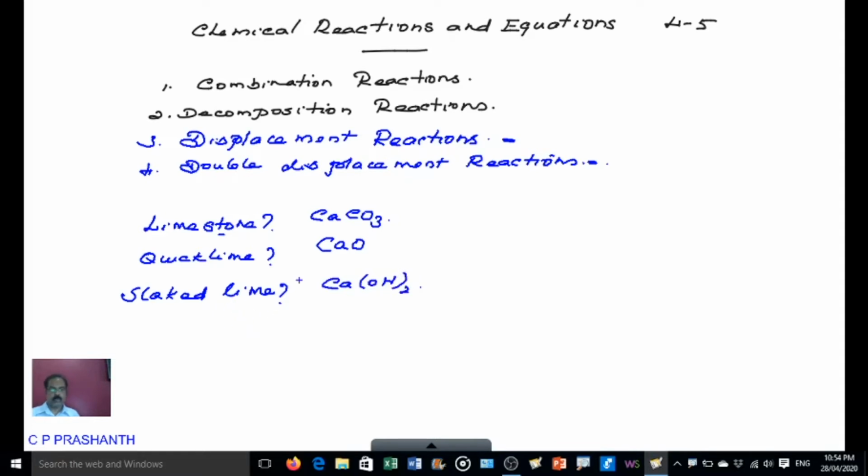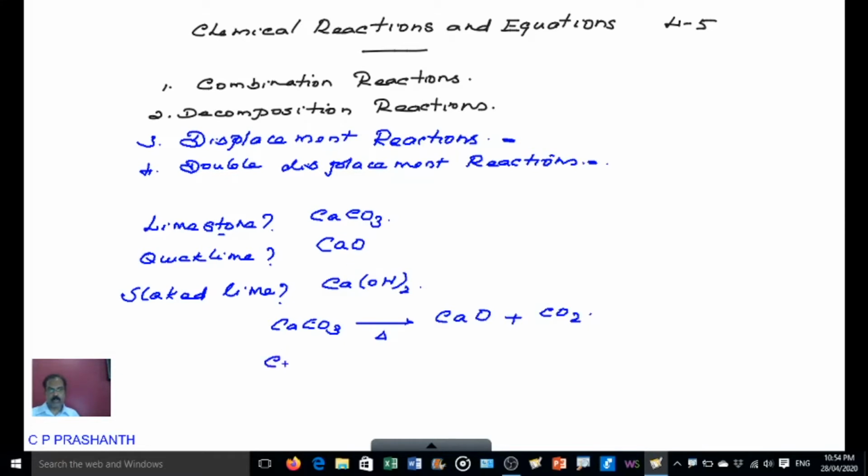Now, do you know how to convert limestone to quicklime? It is by decomposition, and you have to heat it strongly. So this will give you calcium oxide and carbon dioxide. It is a decomposition reaction.